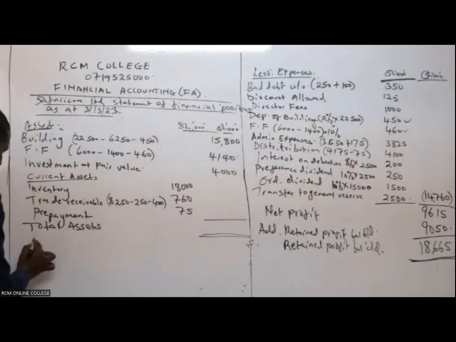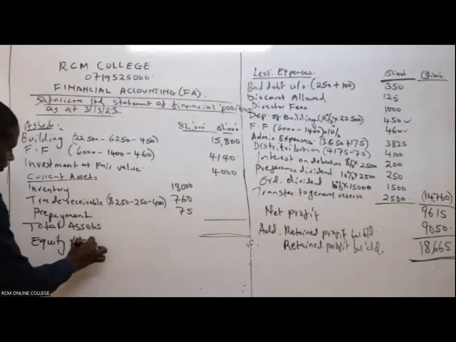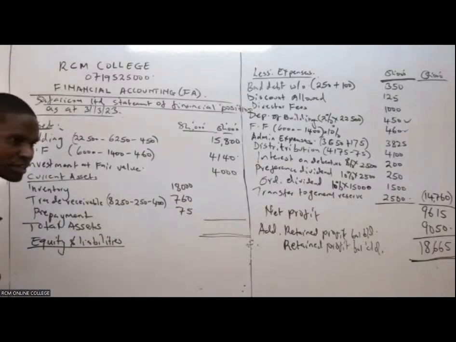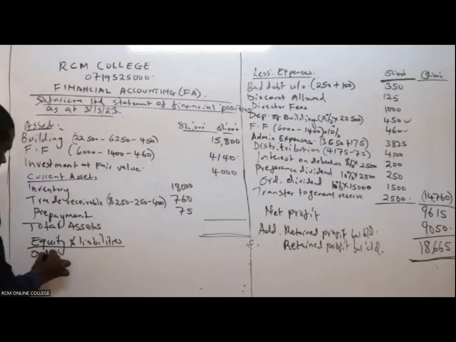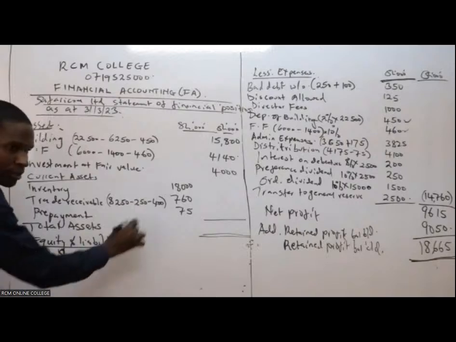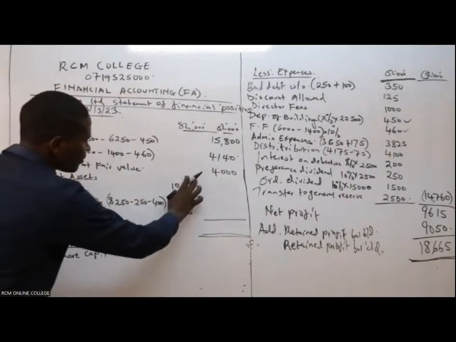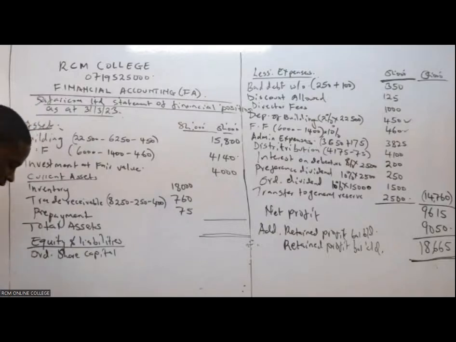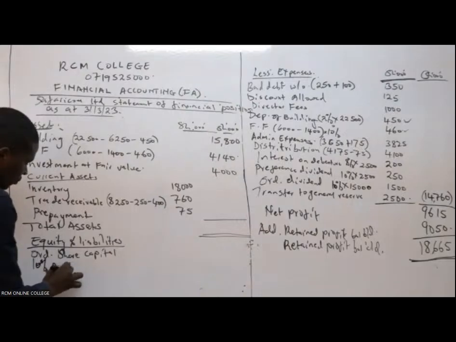Equity and liabilities is the next section, which has ordinary share capital. So you are giving me the total there. Put all these here so that we get total assets. The 10% preference share, we take it directly.